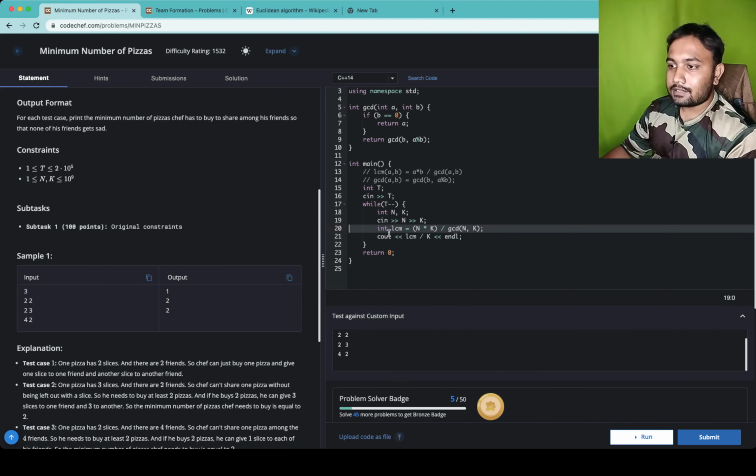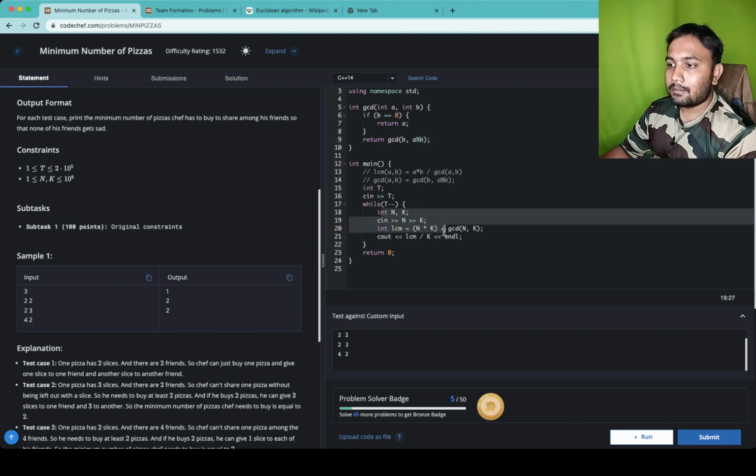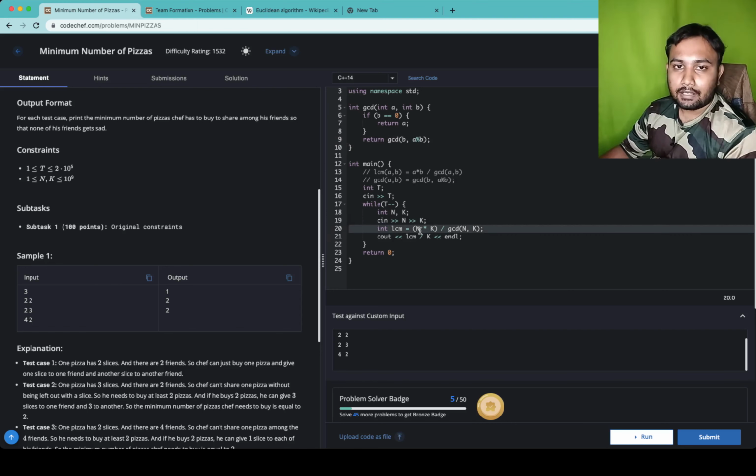Since this is an integer, n multiplied by k can take a value up to 10 to the power 18. That is very large, and that can cause an integer overflow. Then we are dividing it by GCD of n comma k. GCD of n comma k is not going to cause any integer overflow, because we are using a mod b operations, which is fine. But this LCM here might give us overflow, so n times k multiplying might give us.